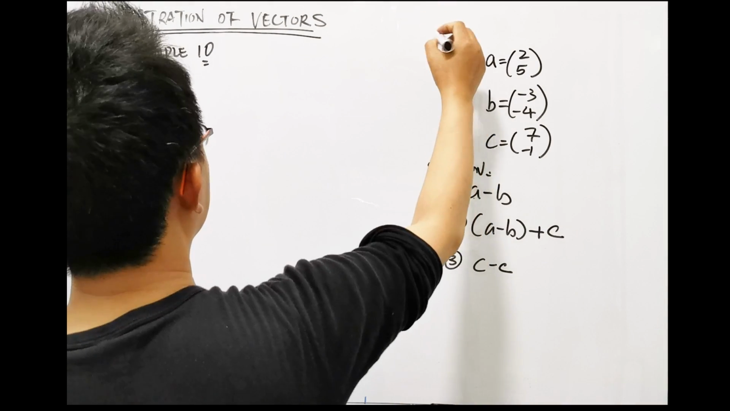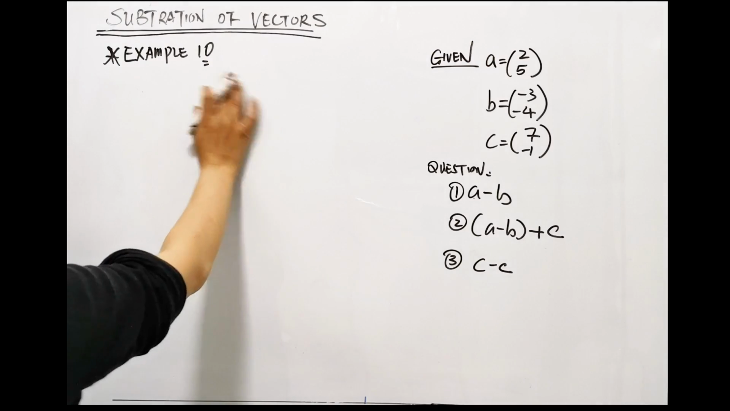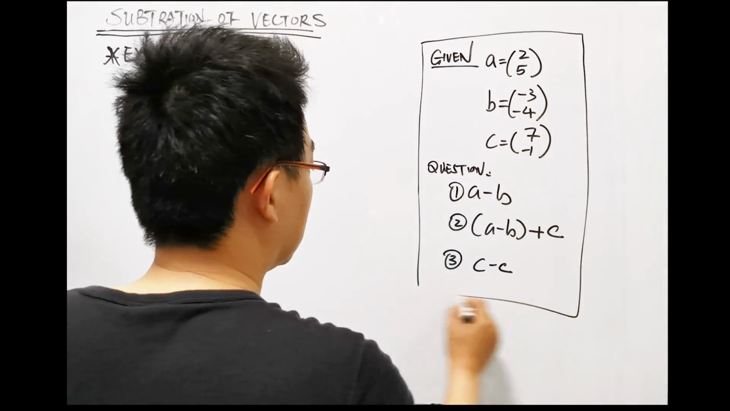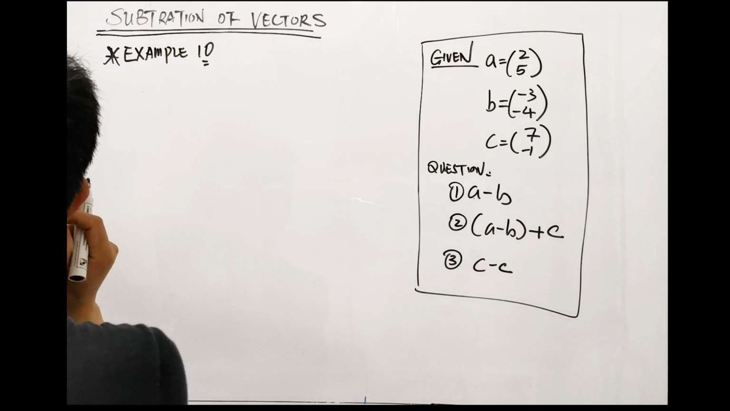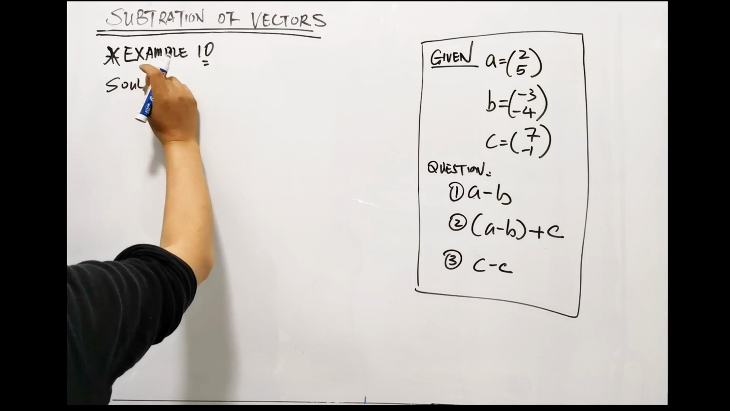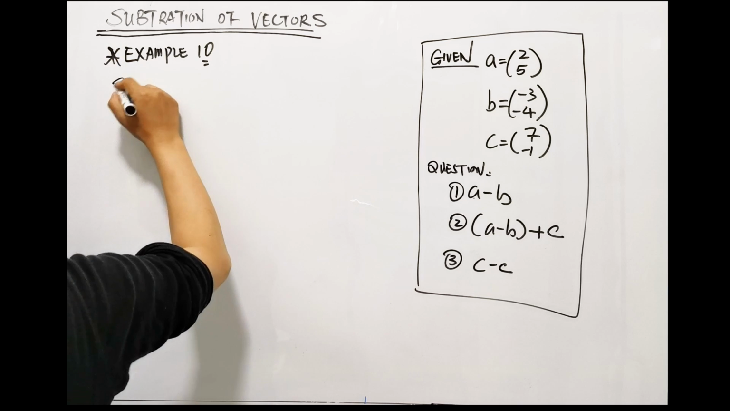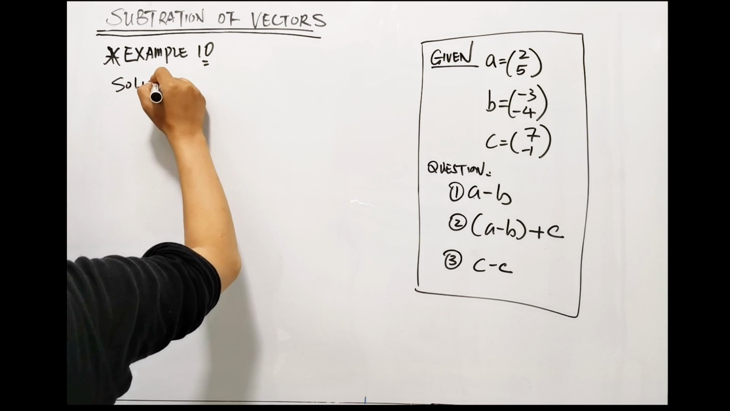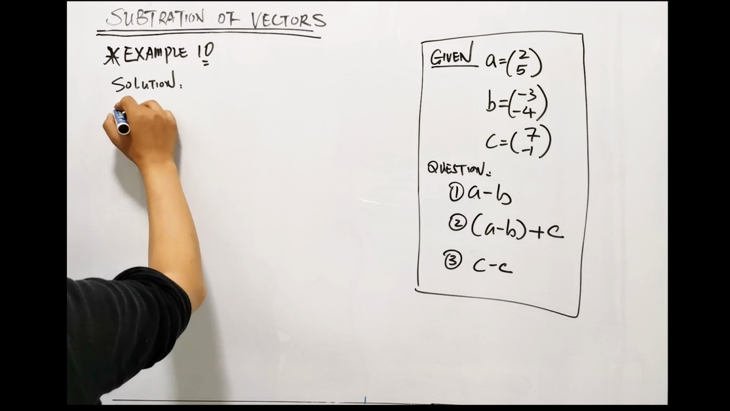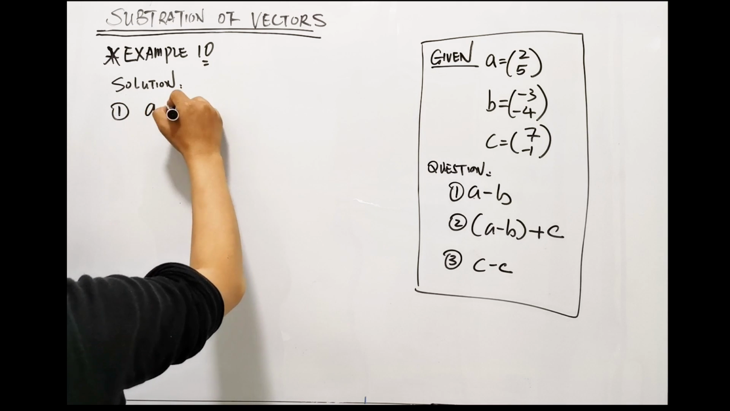So this is the example 10 question. Okay, so that's the solution. Okay, so number 1. A minus B.